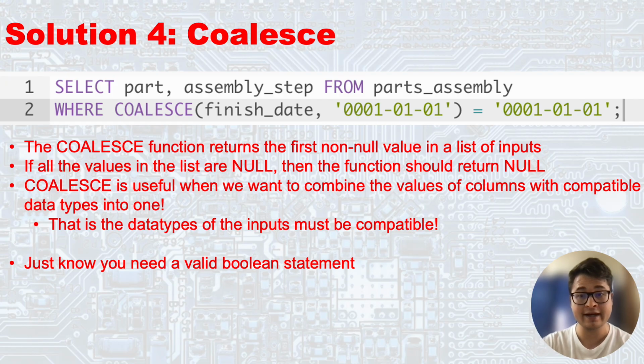For instance, I added a particular date that I want to have returned if finish date is null, okay? And if it is null, it will return this date and it will be equal to the right hand side, and it will return that row that has a null value, so it works.